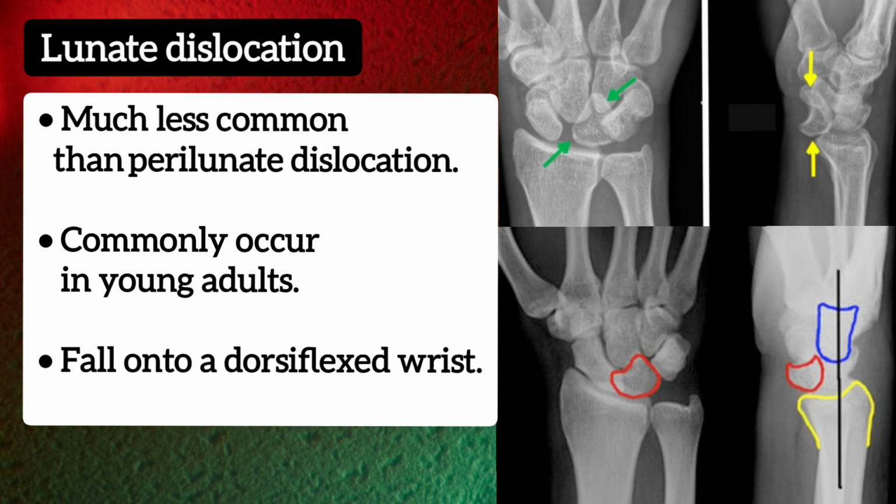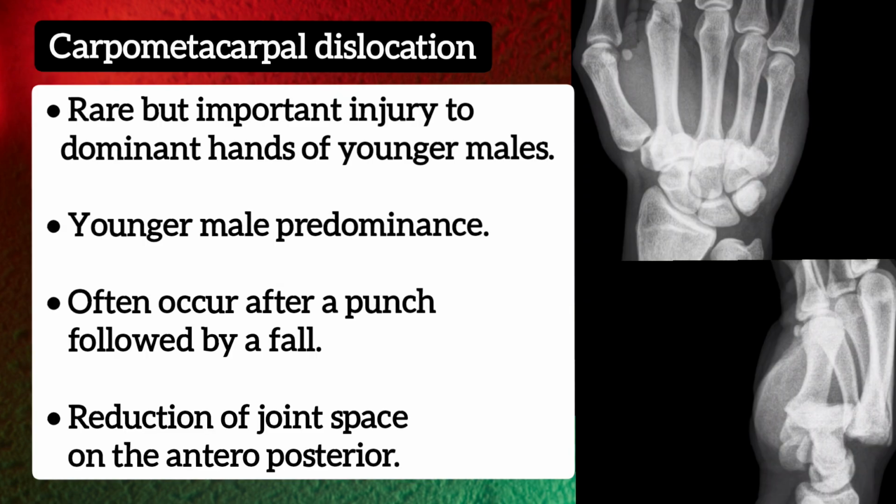Lunate dislocation. Much less common than perilunate dislocation. Commonly occurs in young adults. Fall onto a dorsiflexed wrist.